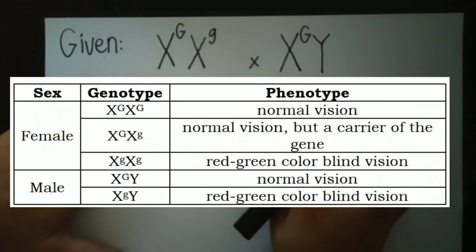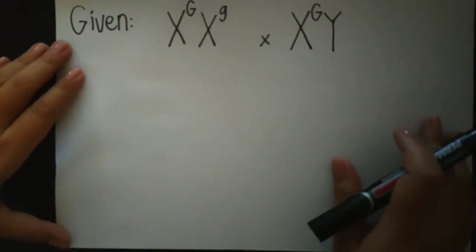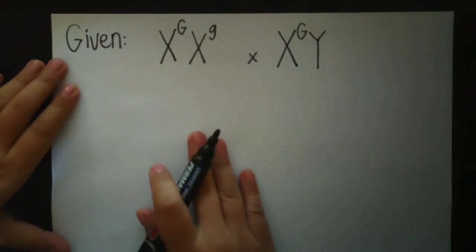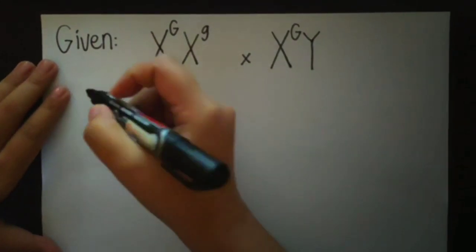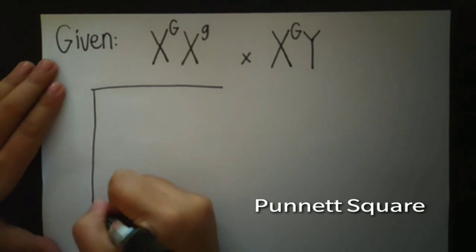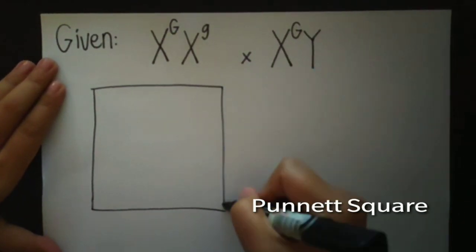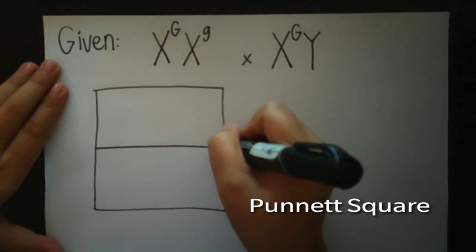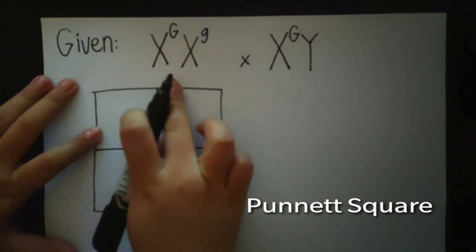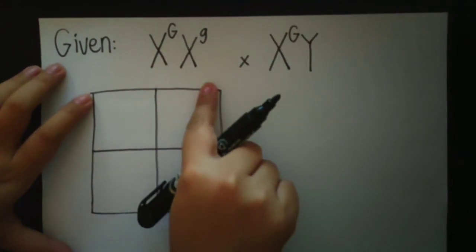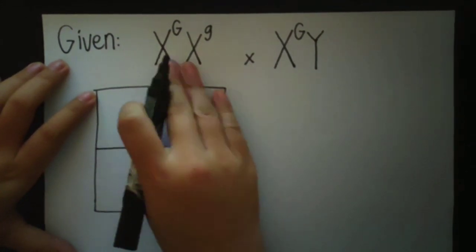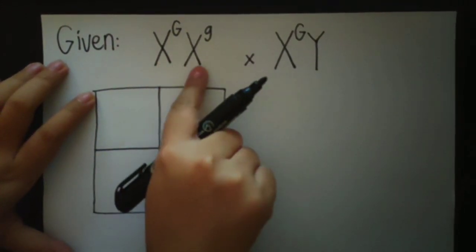These are our given. The second step is we are going to use the Punnett square because we are going to identify now their possible offspring. So we are going to create a Punnett square. Okay, now first, on this area, we are going to distribute the alleles of each parent. So let's start with the female parent.